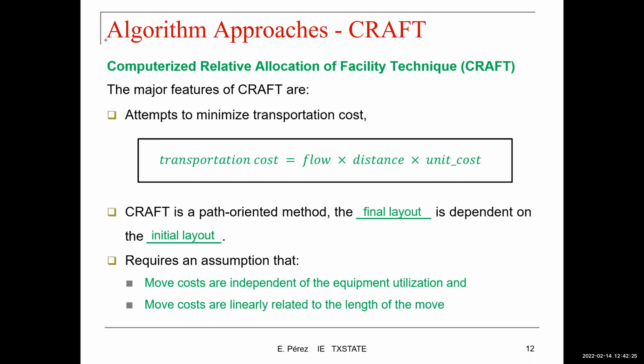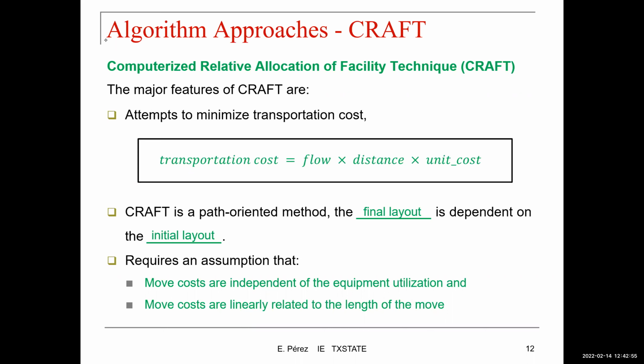The assumptions that we make with this algorithm is that the move costs are independent of the equipment utilization. So it doesn't matter if you're using the conveyor 90% of the time or 50% of the time, the costs are independent, so those costs are not going to change. For example, if you invested in a conveyor for departments 1 and 2, and now you're putting 4 there, the cost of that conveyor is not changing. That's what this means.